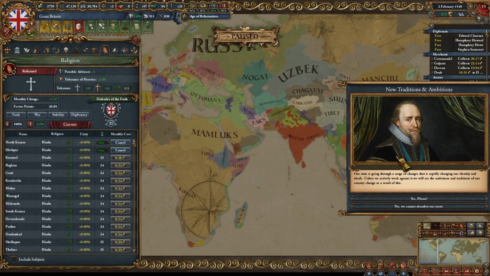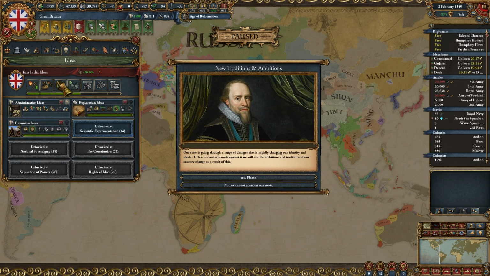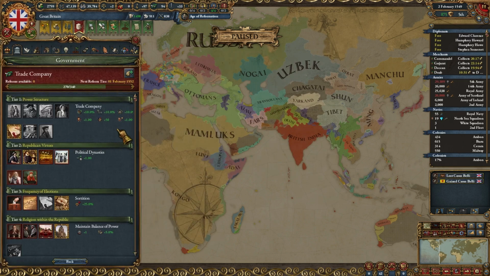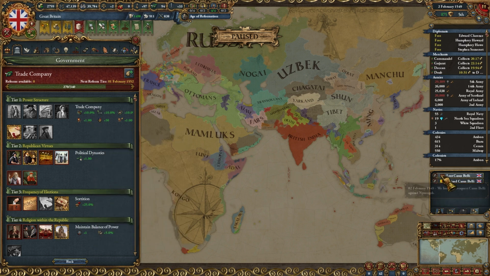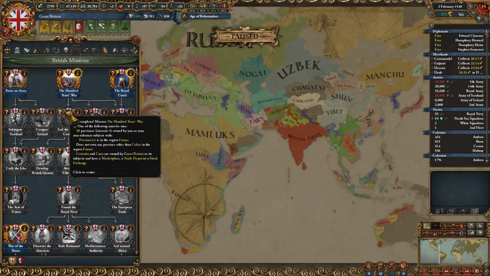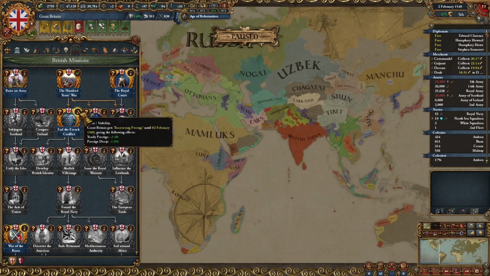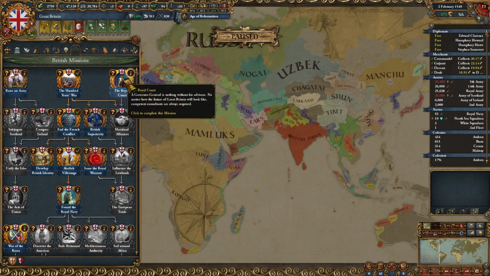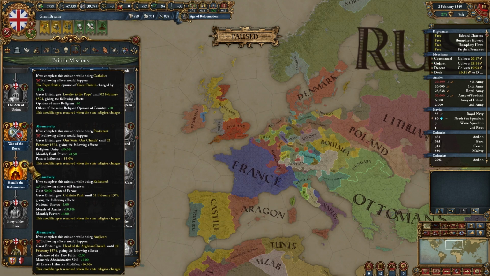As you can see, I could take the new British ideas, which I'm definitely not going to take, because the East India ideas are one of the best trading ideas in the entire game. And as you can see, I am still a trade company government type and therefore also a republic as Great Britain. And I have the Great Britain mission tree. So I have basically combined the extremely strong part of the East India Company, which is their ideas and their government type, together with the extremely strong things of England, which is their mission tree.